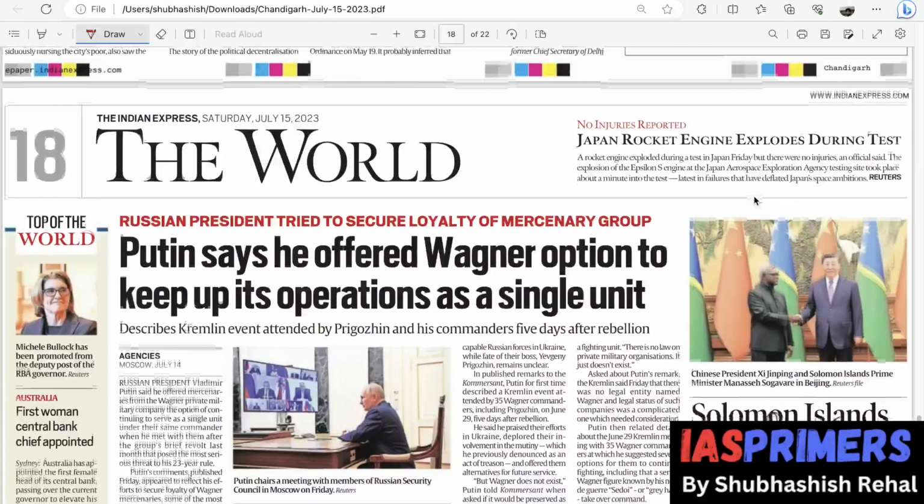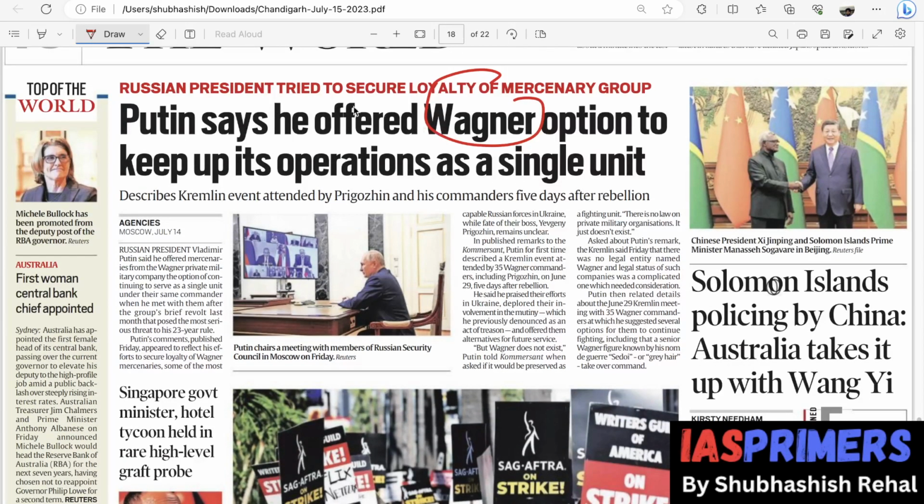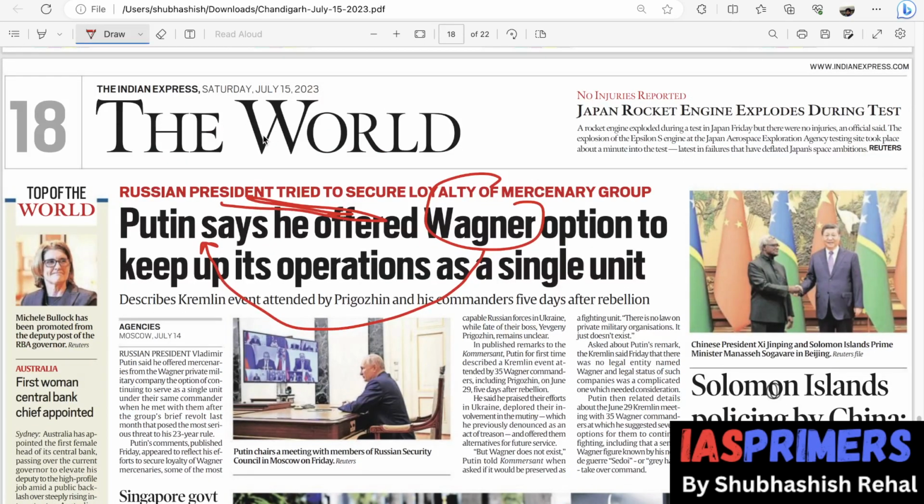Coming to the international section, the world page. So same things. Putin says he offered Wagner option to keep up its operations as a single unit. Okay. So basically, what has transpired between Putin and the Wagner group. The Wagner group had led a mutiny against Putin's defense minister and the army chief. Eventually, the Russian president prevailed, and the Wagner group's head was forced to move to Brussels. Now demilitarization is taking place. Their weapons, etc., have been taken away and submitted to the Russian armed forces.